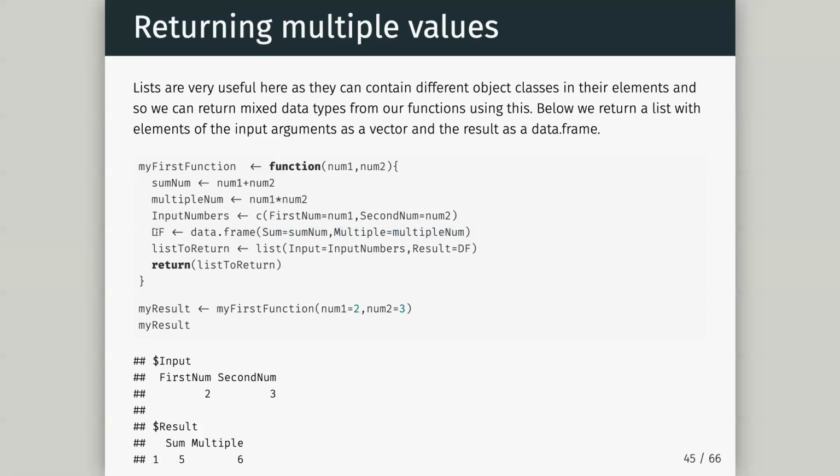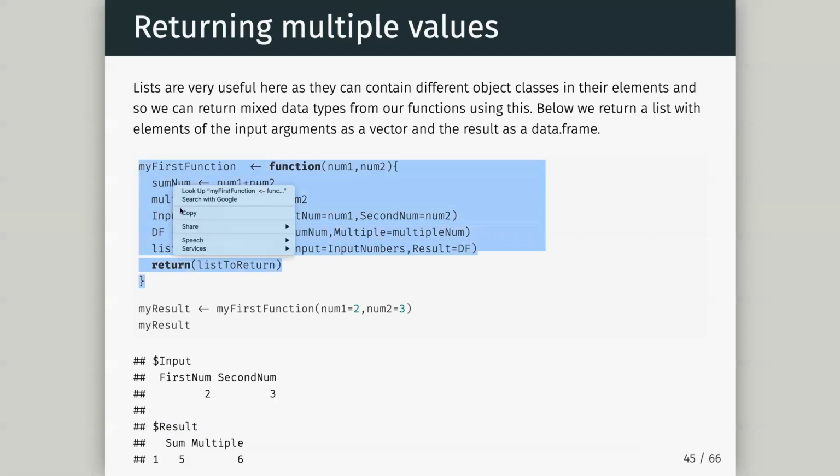And then in order to return a data frame and a vector together, it's hard to put that into one object unless I use a list. And this list is going to contain two elements, input and result. And the input's going to contain the input numbers we define here, and the result element of our list will contain the data frame we created. That then gets returned, and then when we run the function, we get two elements, one which is a vector, and one which is a data frame of just one row and two columns containing sum and multiple. We can just run that as well.